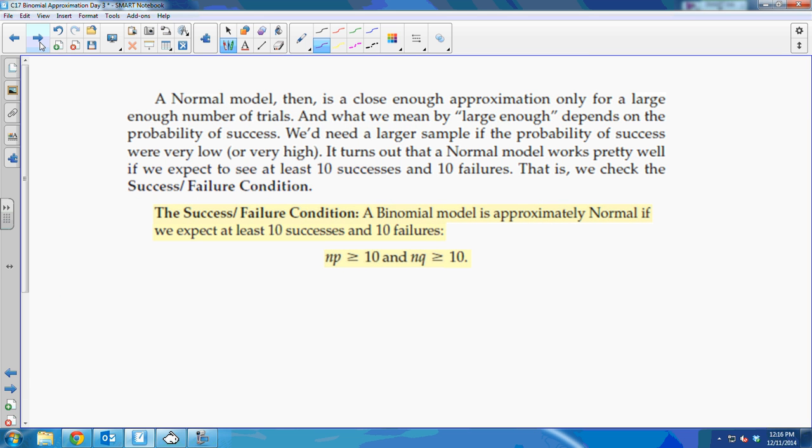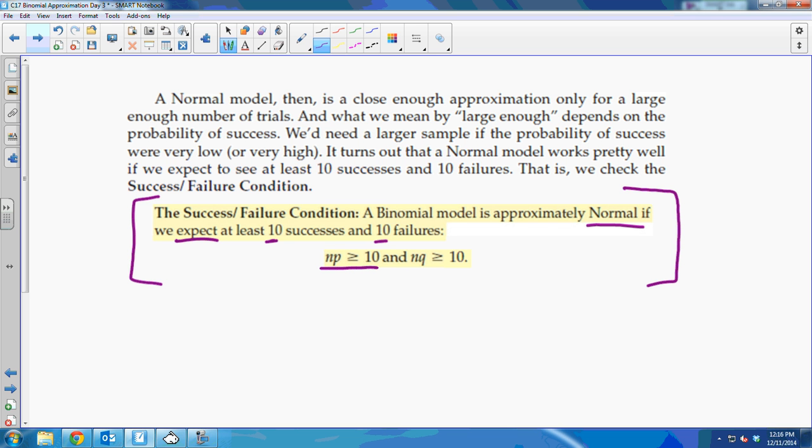Now, we have to know how large is large enough. How do we know we have enough trials to be able to use it? Because when you have a small set of trials, this doesn't work. But if you have a large set of trials, it will. So we have this success-failure condition. You can only use a normal model if you expect at least 10 successes and 10 failures.